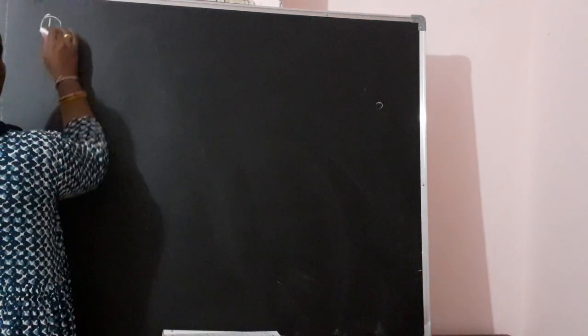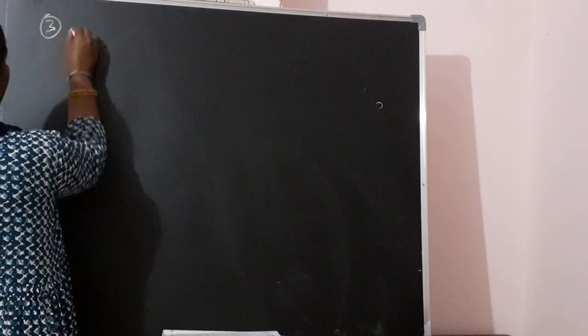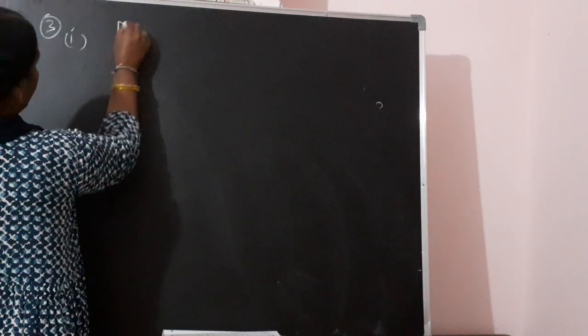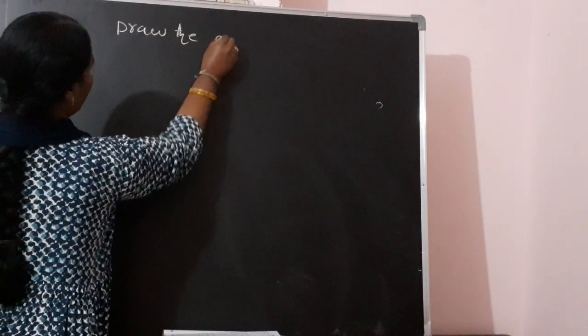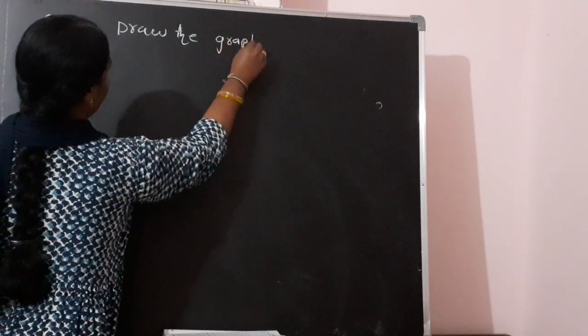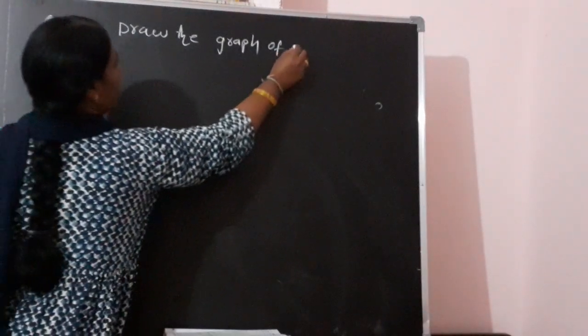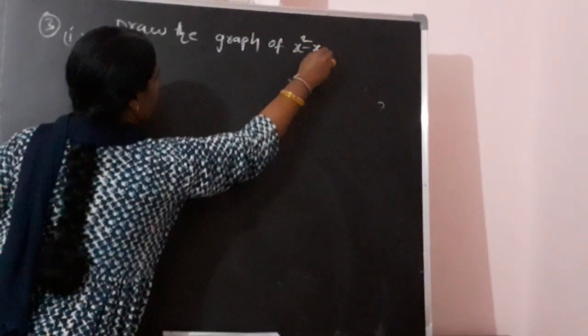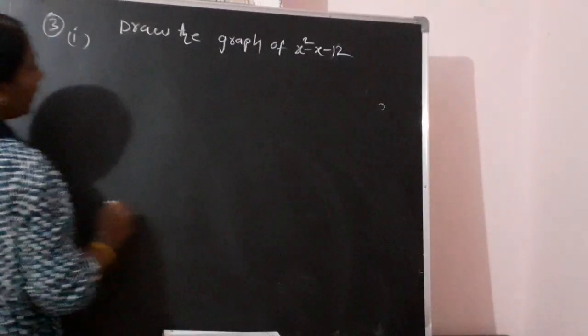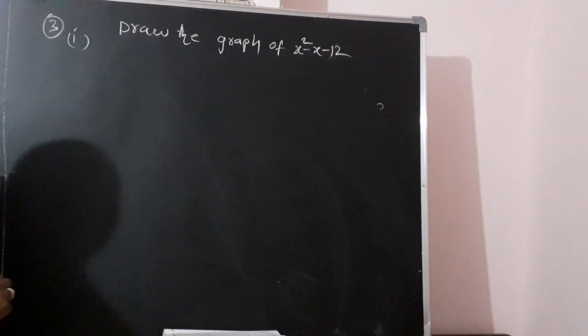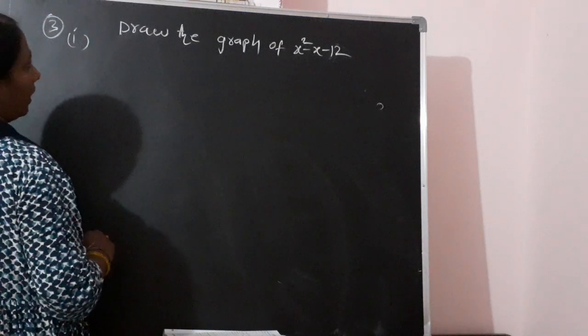Now draw the graph of, next third bit, first question. Question is, draw the graph of x square minus x minus 12. Okay? So this graph we have to draw and find zeros from the graph also.